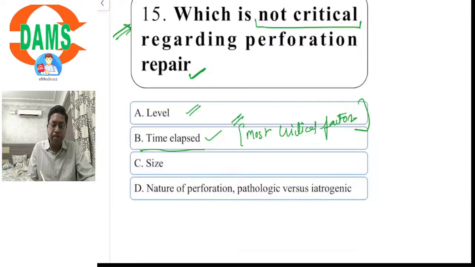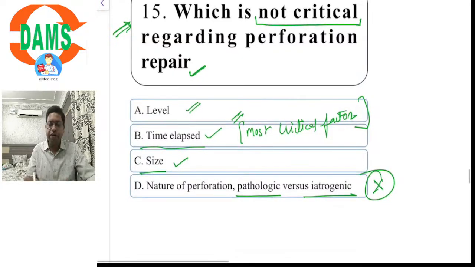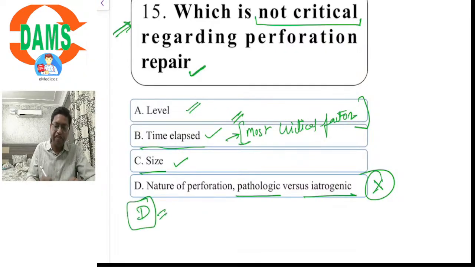Size of perforation, definitely smaller perforations have a better prognosis, larger perforations a poor prognosis. Nature of perforation, whether it is pathologic or iatrogenic, they more or less have the same outcome. There is communication between the pulp canal and the PDL, and there would be formation of inflammatory granulomatous tissue that would impair the healing. So it does not affect the outcome. It is not critical. Level, time elapsed, and size are definitely critical factors, whether it is happening in the apical or the coronal area, what is the size of the perforation and what is the time elapsed. But what is the most critical factor? Option B. So to this particular question, the answer would be option D. This is not critical.